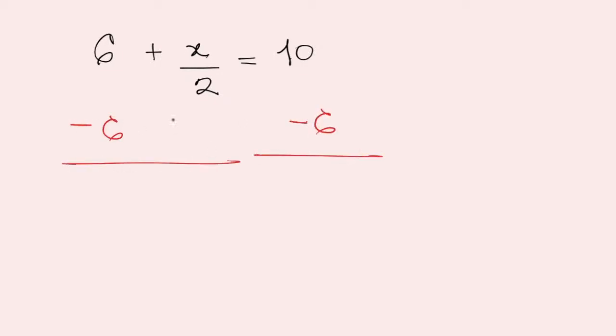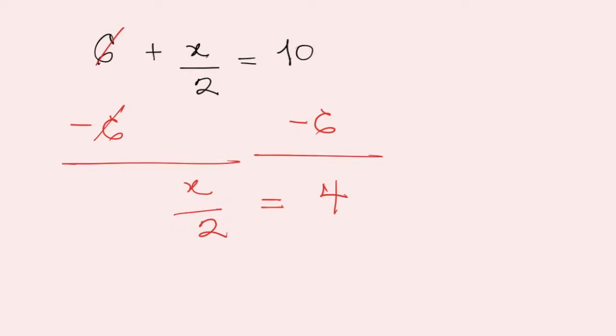What if the equation was 6 plus x over 2 is equal to 10? Now we know that the first thing we have to do is get rid of the 6, and to do that, we subtract 6 from both sides of the equation. So plus 6 minus 6 results in 0, leaving us with x over 2 on this side alone. And 10 minus 6 is equal to 4.